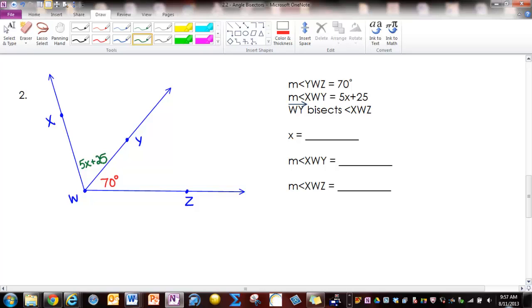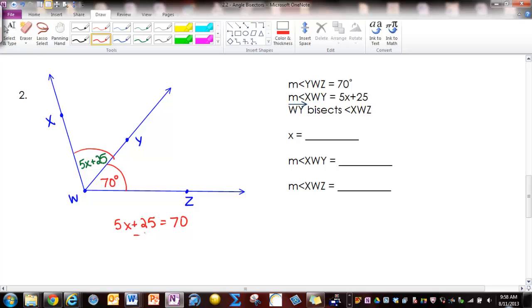Now I'm going to show that with these two arcs, and as soon as I know that the angle is bisected, I can mark them both with one arc showing that they're congruent, or their measures are equal. So to find x, I'm going to set up an algebra problem that says 5x plus 25 equals 70 degrees.